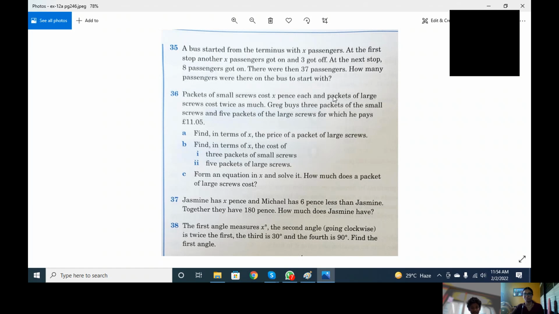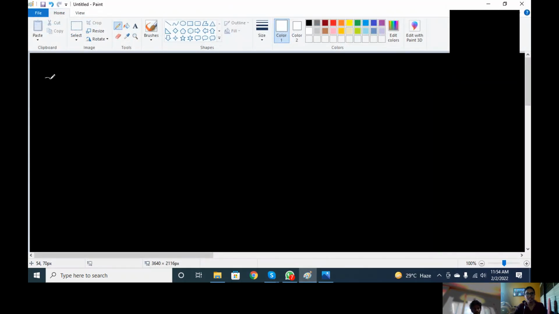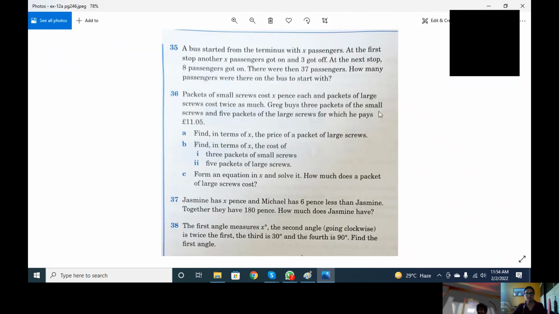It's a continuous process. Once the bus gets started, a few passengers will get down and a few passengers will get on, right? Yeah. So a bus started from the terminus with X passengers. So when the bus starts from a stop, the number of passengers is X. Let's write number of passengers is equal to X.